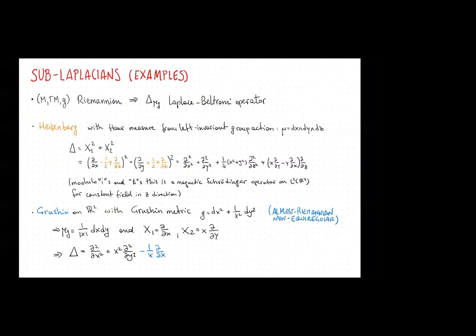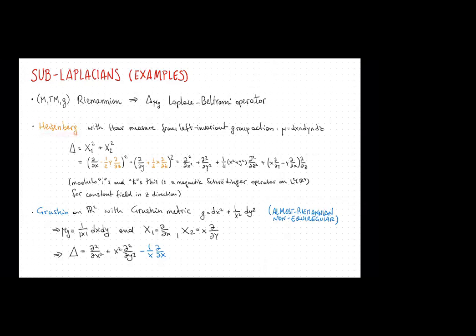So let's look at some examples before I tell you what we don't know again. First of all, if you apply this procedure to a Riemannian manifold, then you get exactly the Laplace-Beltrami operator. So our generalization sounds like it's reasonable.